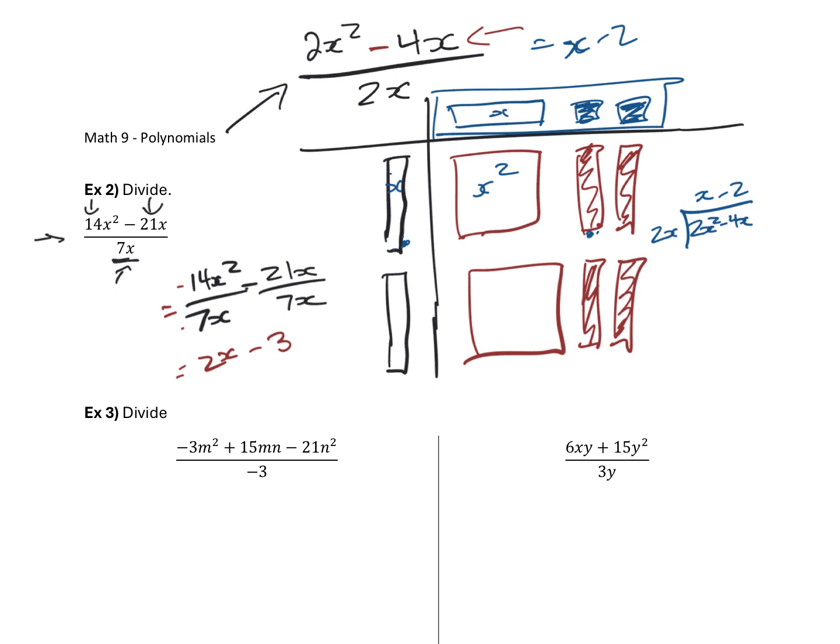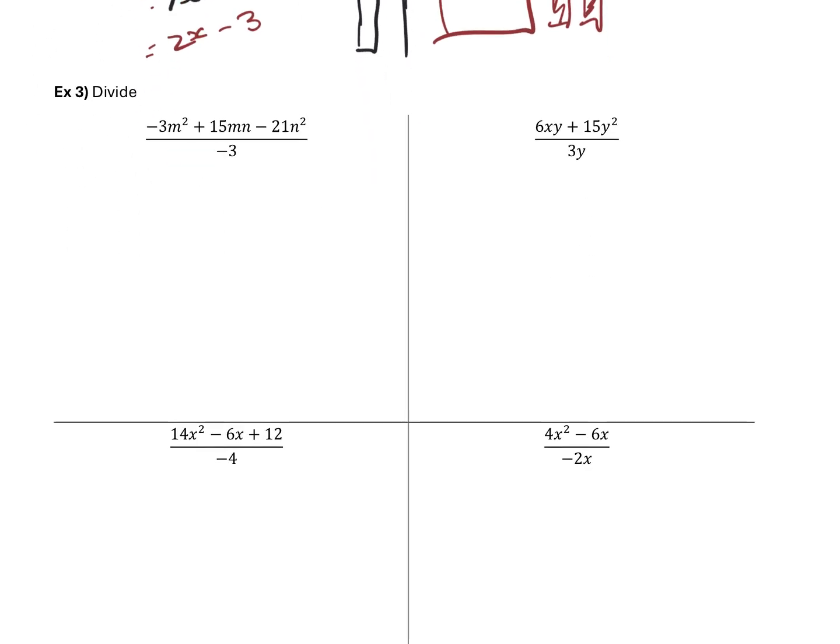I'll do one more example, and then I'm going to ask you to pause it on your own so that you can do the next 3. All right, I'm not going to draw this one. We're just going to consider it as it is. So again, we have negative 3m squared plus 15mn minus 21n squared, all divided by negative 3.